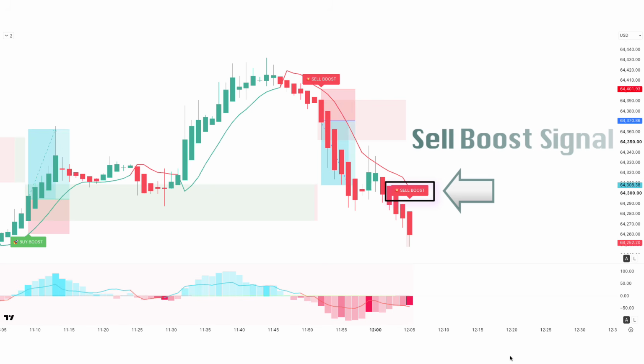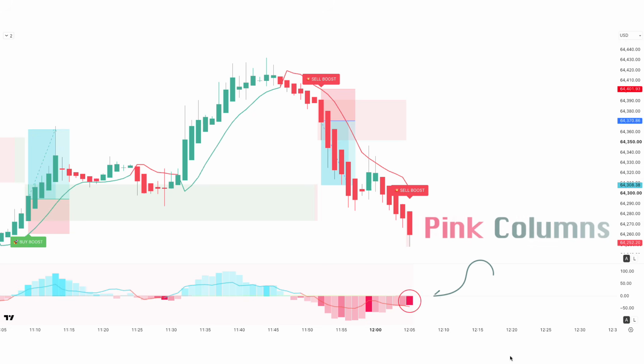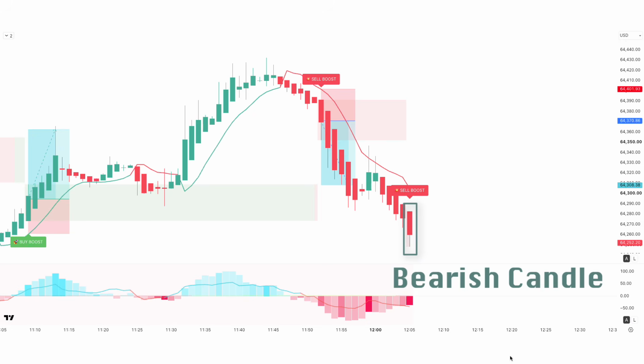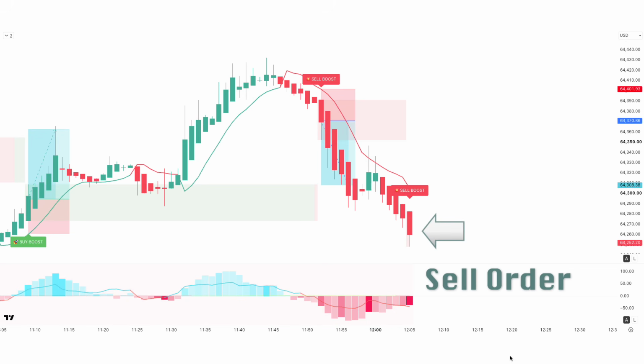Here the SMC Volume Boost Matrix V6 label down of this is sell boost signal. Here the flow engine indicator pink columns. Here market has made a bearish candle to give confirmation. So all our conditions are being fulfilled, so we are placing an order to sell.